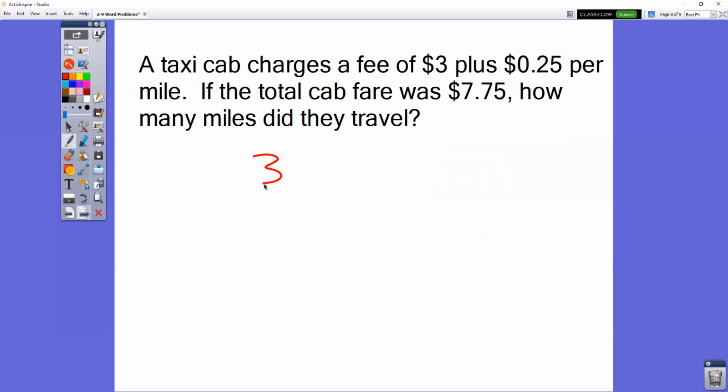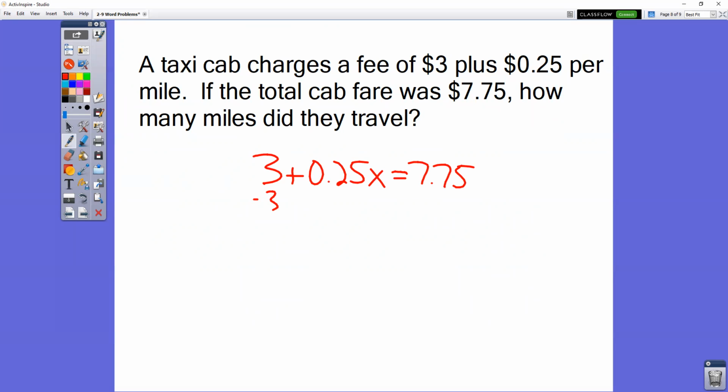Then we're paying an extra 25 cents for every mile that you go. So 25 cents times the number of miles. If the total cab fare was $7.75, so equals $7.75, how far did they travel? So this would be your equation in this one. We have the seating fee plus 25 cents times the number of miles equals $7.75.